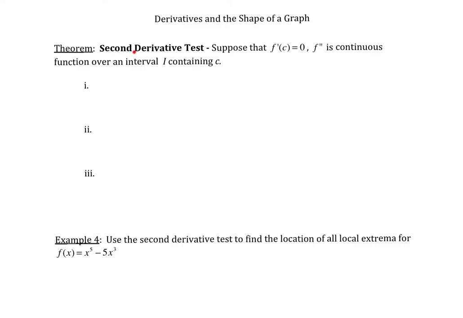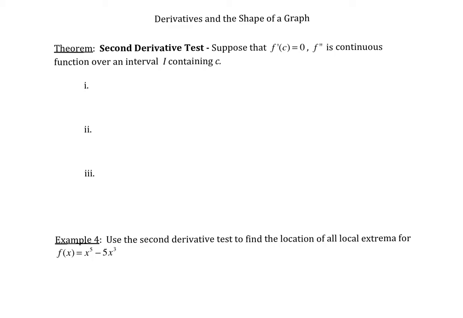Let's talk about the second derivative test. Suppose we have that the derivative at the point C is equal to 0. As we know, this means that C is a critical number or a critical value or a critical point. And let's say that the second derivative is continuous over an interval I that contains this point C.